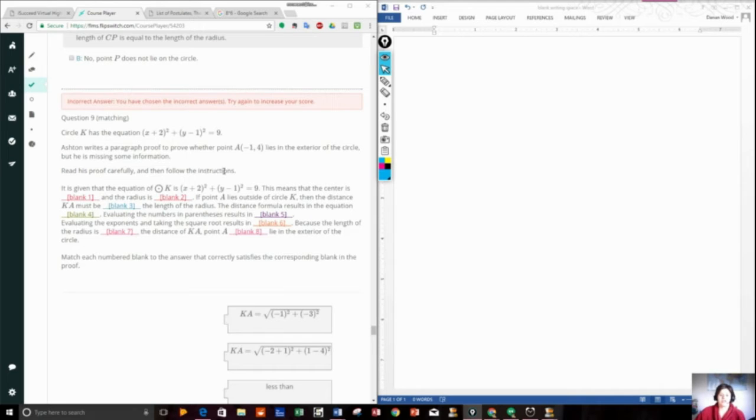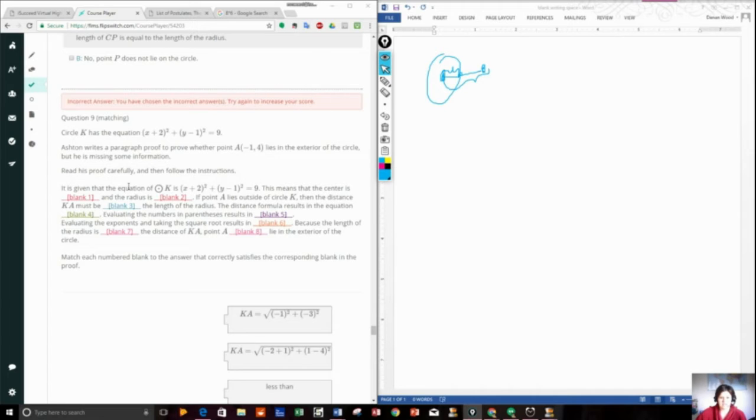So when you're trying to prove whether or not it's on the exterior of the circle, you want the distance from the center of your circle to your point to be bigger than your radius. So your radius would stop here. So if you can prove that the distance to your point is greater than your radius, then you can say it's on the outside. So that's just how I would visualize it in my head. Let's read his proof and follow his instructions.